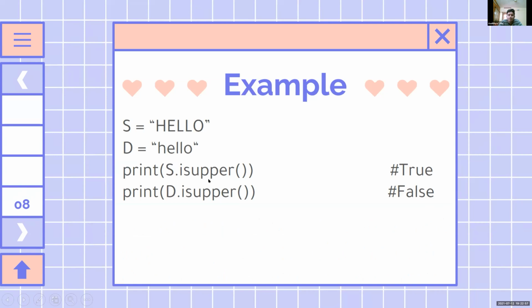So when we give the function print s dot isupper, it checks the value in s. Here all the characters are in uppercase, so the function gives the output as true. So another print statement, print d dot isupper. Here it checks the value of the string in the variable d. Here all the characters are in lowercase. So the function gives the output as false.